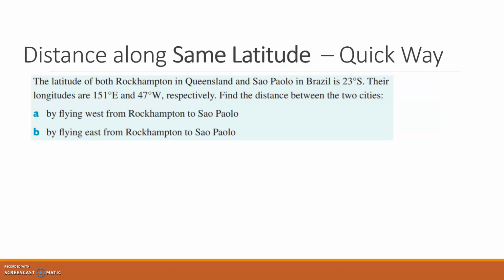The latitude of Rocky in Queensland and Sao Paulo in Brazil is 23 degrees south. So they're both on the same parallel of latitude. Remember, it's not along a great circle now, so we have to use this different formula. Their longitudes are 151 degrees east and 47 degrees west, respectively. We want to find the distance between the two cities flying west, but also flying east, so going both ways around the world.